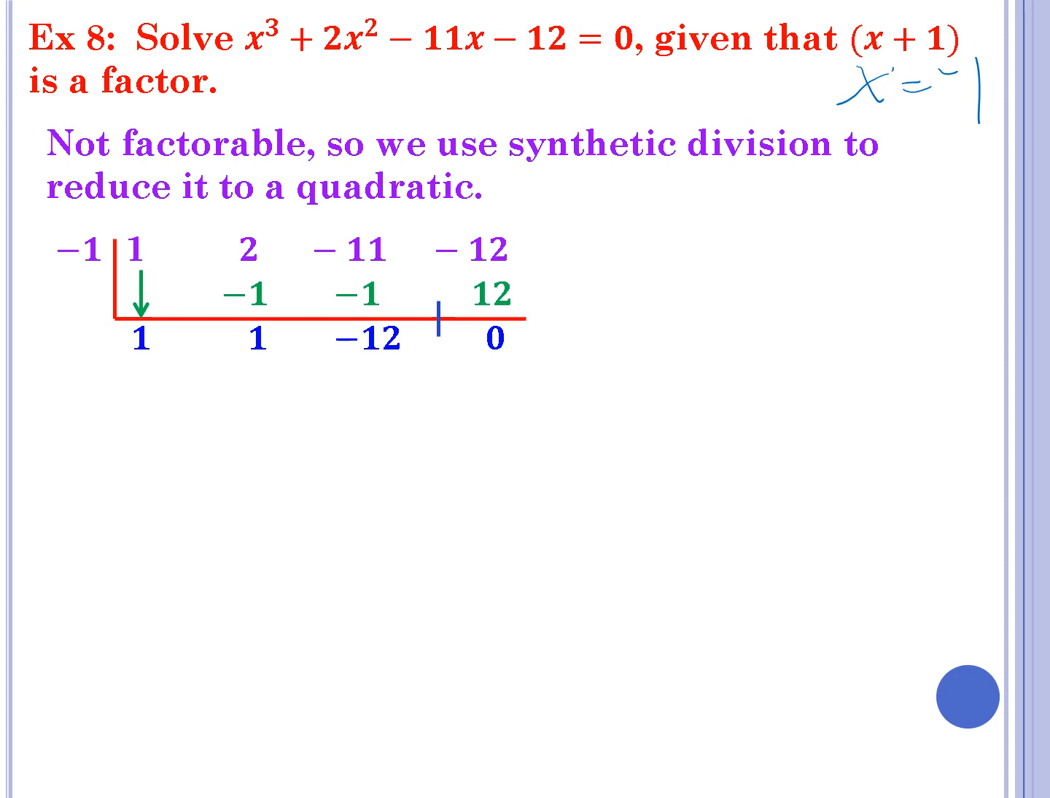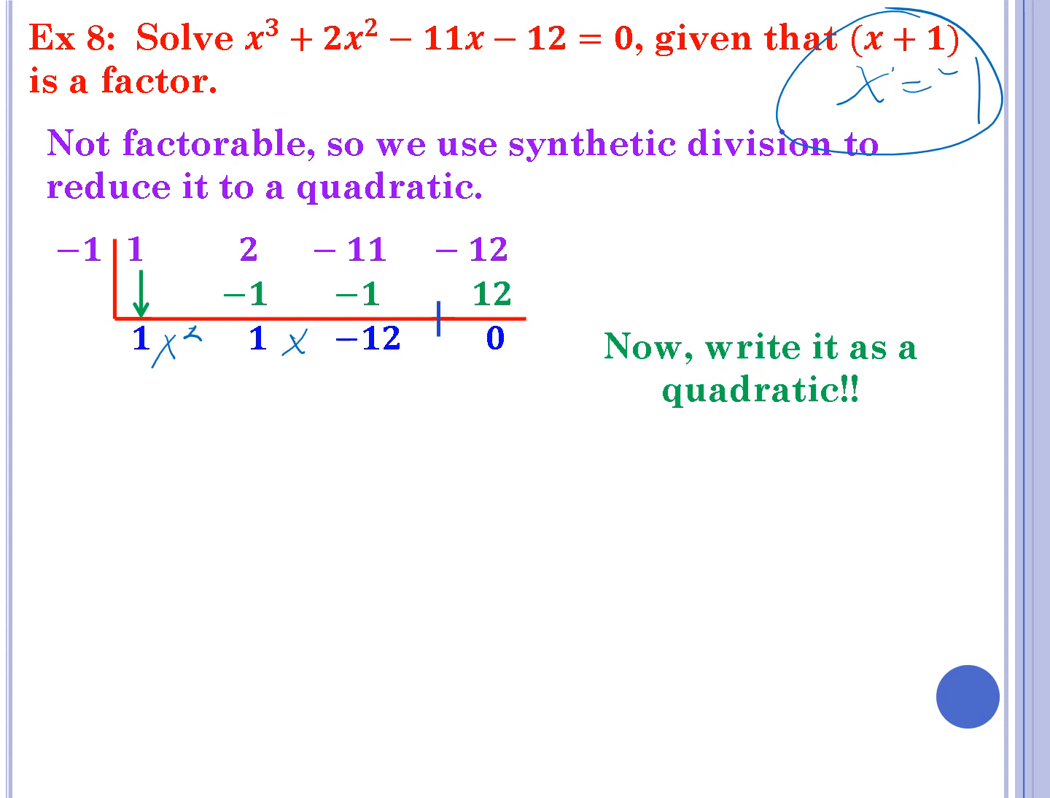So I get a remainder of 0, which I should get because I'm telling you this is a factor. There's no is it or isn't it. It's, hey, I know this is a factor. So if I know it's a factor, I should get 0. Now remember, I started with cubed, so this becomes x squared, x, and constant. So I now have a quadratic.